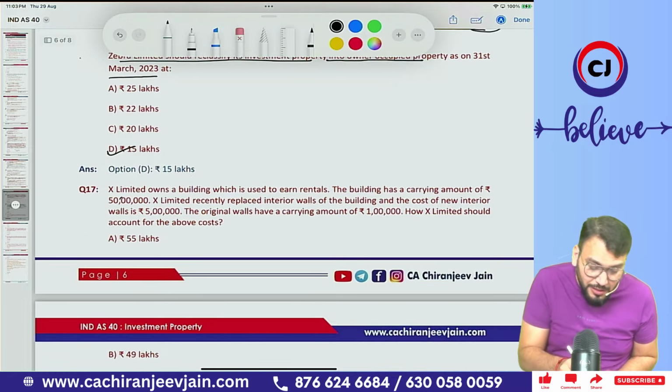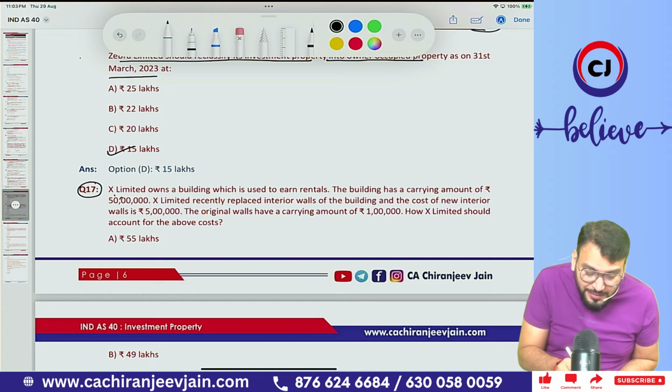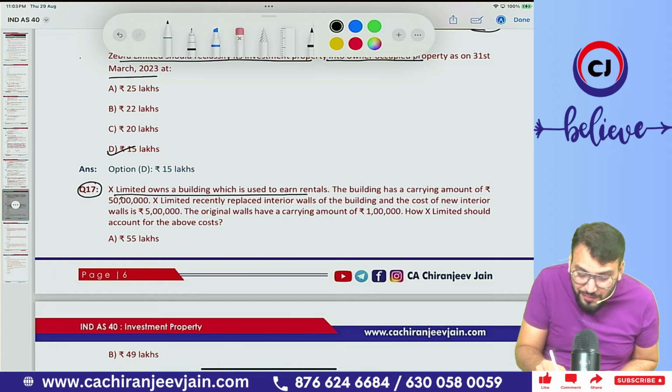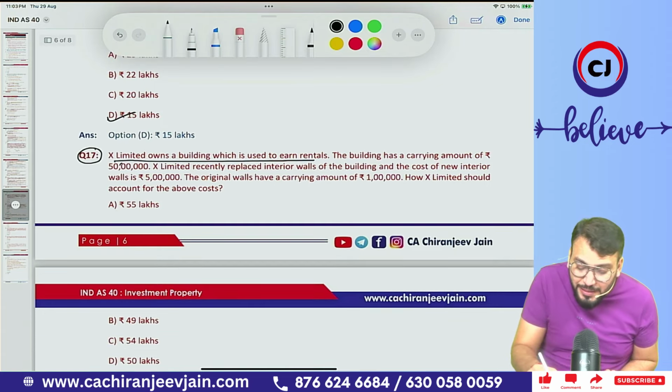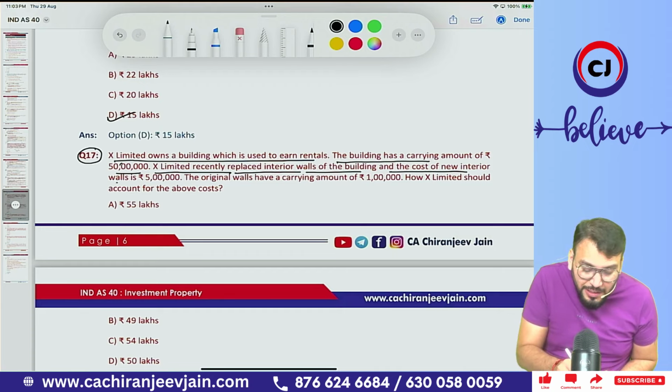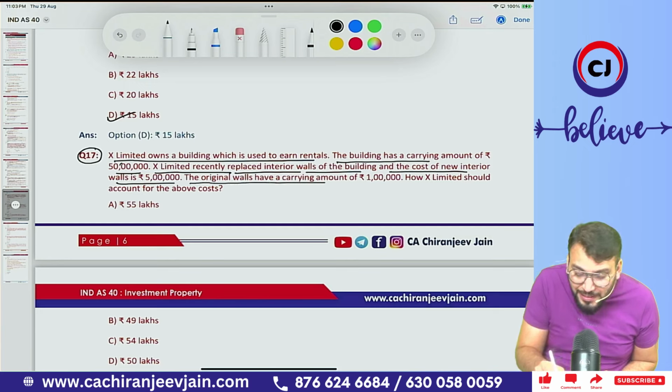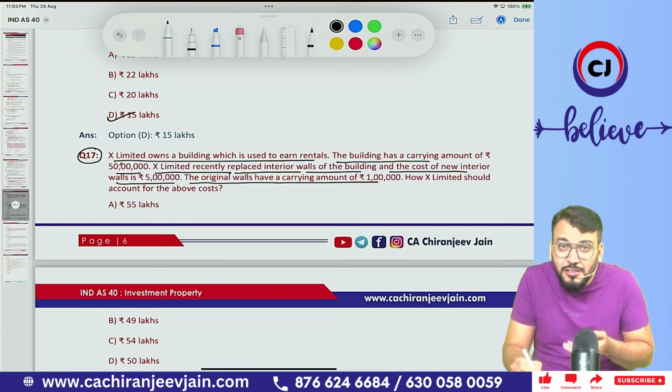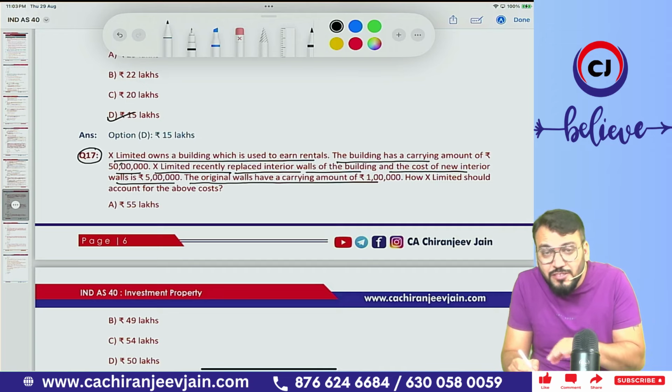Okay sir? Yes sir. Coming to question 17, X Limited owns a building which is used to earn rental, which means it is investment property. The building has a carrying amount of 50 lakh. X Limited recently replaced the interior wall of the building, so any replacement cost will be capitalized, and the cost of the new interior wall is 5 lakh. So 5 lakh will be capitalized. The original wall had a carrying amount of 1 lakh. So of course, the carrying amount of the part replaced will be de-recognized.